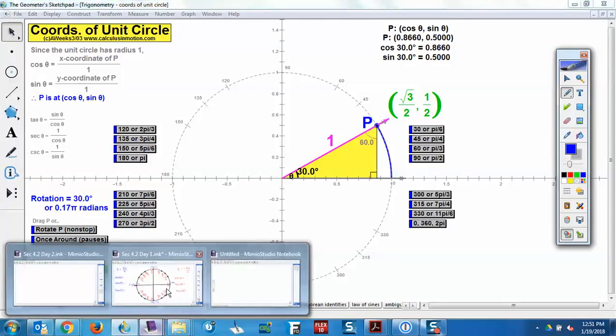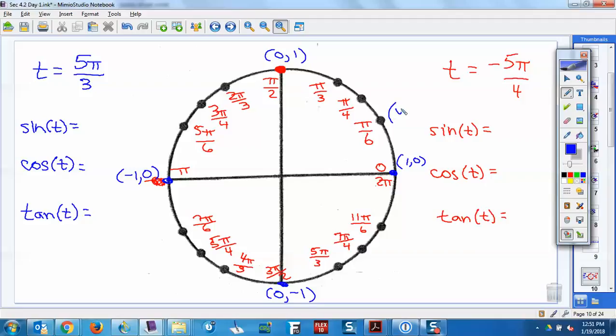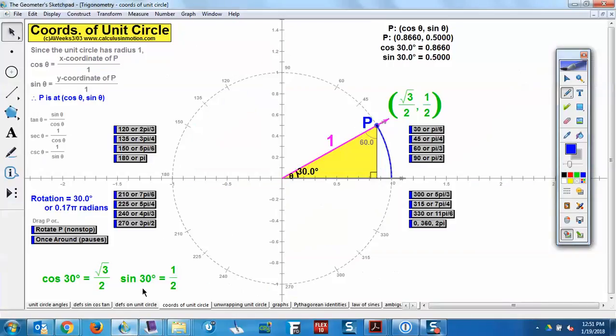Now I'm not going to go back to this picture every time. But right here, put square root of 3 over 2, 1/2. That's the coordinate of that point on the unit circle. And we're going to memorize that. We're going to know that that's what that point is. Okay? All right. Now, you write them just like that. I'm going to just go around this thing.